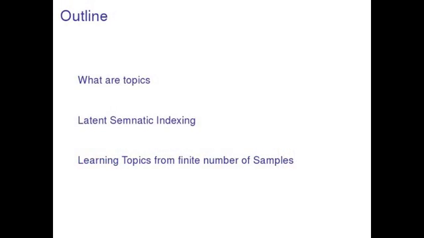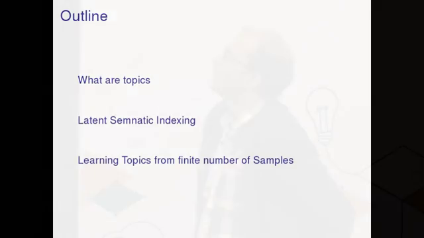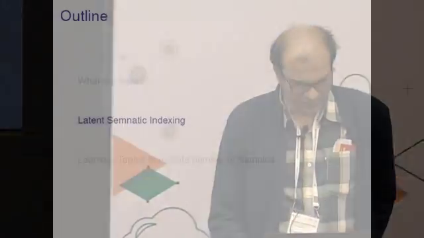So we briefly talked about what topic models are. Now we'll introduce you to a very classic technique called latent semantic indexing, where this started. And then if we get time, we'll talk about what I mean by learning topics from a finite number of samples, the sample complexity. This is our recent work with Professor Ravi Kannan and Trapit. So that's the outline.